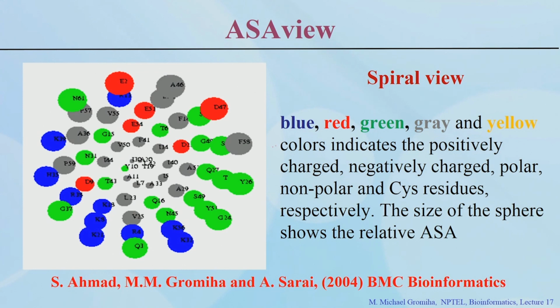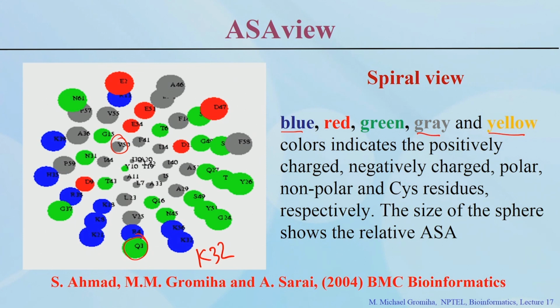Likewise, the blue, this is the K32, the positively charged residues, and the green. Here you can see the green, this is mainly for the polar residues, based on the notations, and the gray is mainly for the hydrophobic residues, valine or alanine, and the yellow is mainly for the cysteine residues. I do not find any cysteine here.